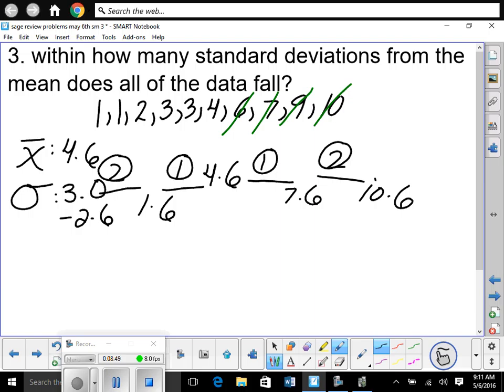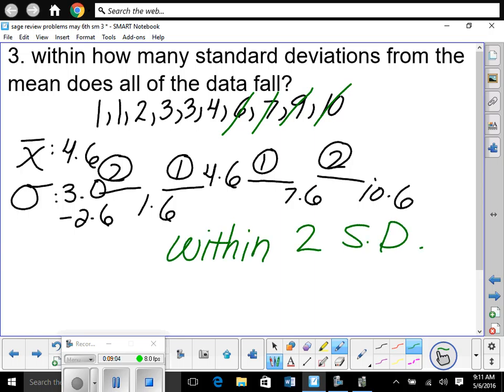So didn't all the points fall within 2 standard deviations? Are the other values falling below within 2 standard deviations? So all the data points fell within 2 standard deviations from the mean. This is my mean. We're all good with those?